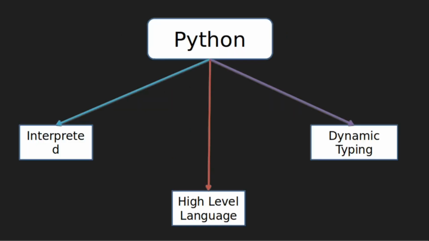Whenever you try to learn Python, you will find these keywords. Python uses an interpreter, or it's an interpreted language. It is a high level language. Python uses dynamic typing. So, today we will get a basic understanding of what these keywords actually mean.